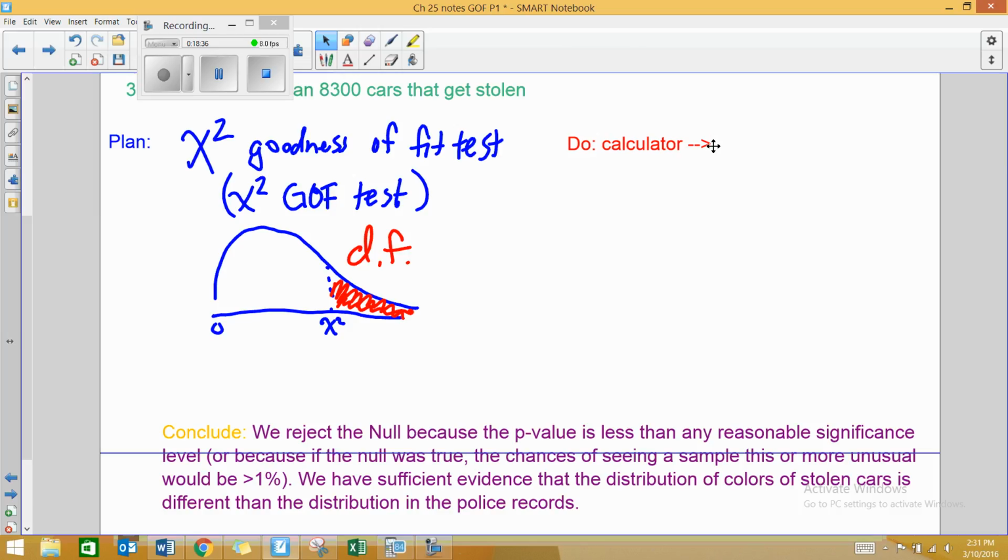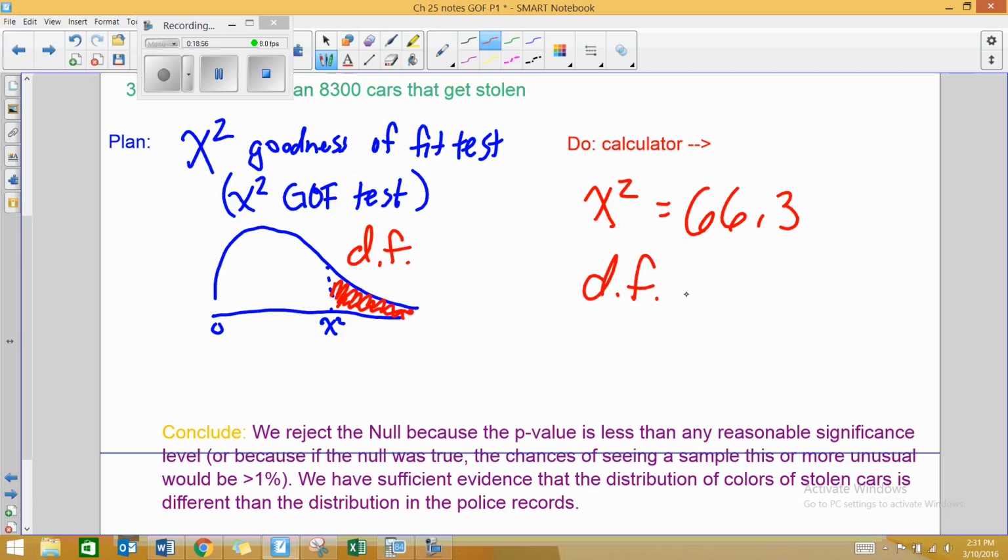So just with our calculator, we'll jot down exactly what we had before. So we had a test statistic of 66.3. We had a degrees of freedom of 4, and we had a p-value of very, very low, 1.35 times 10 to the negative 13. Our conclusion is still the same, just two different ways of completing the do step, just like we've seen in the last couple units.